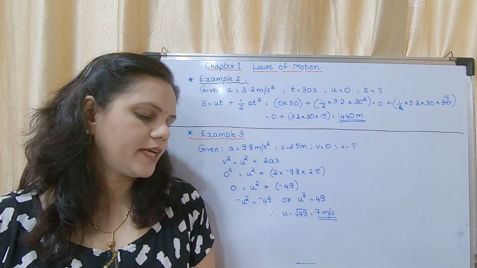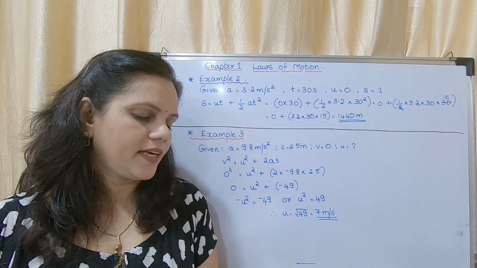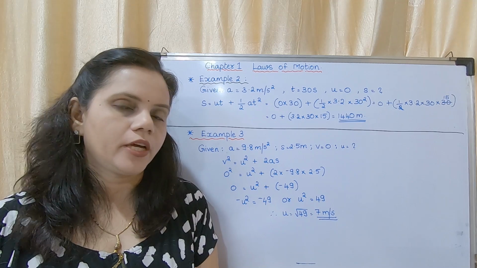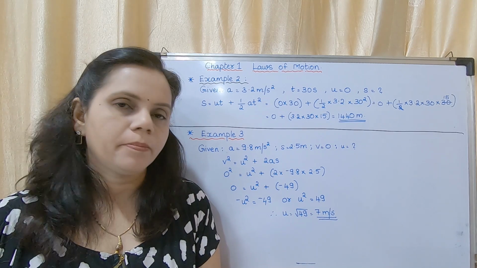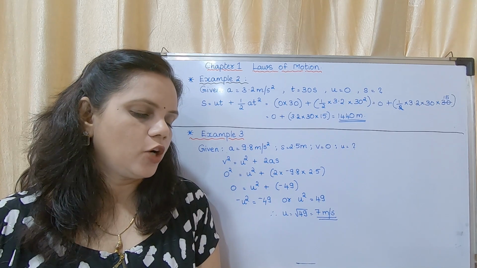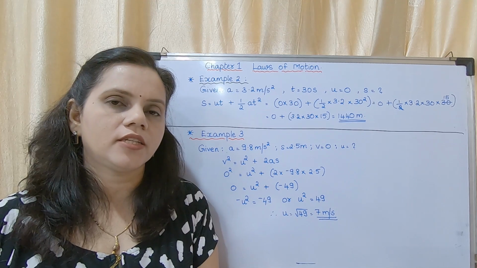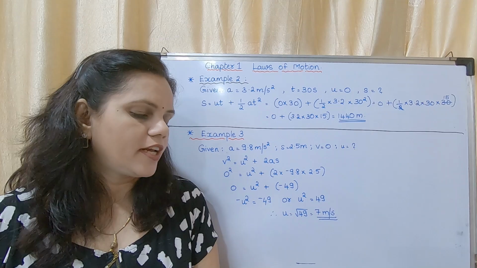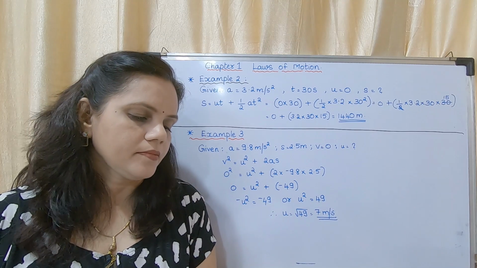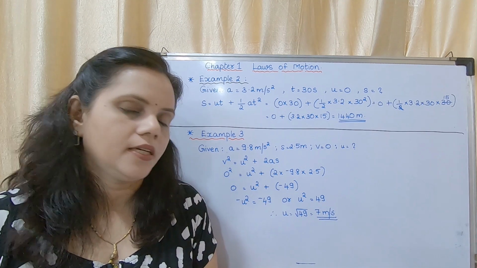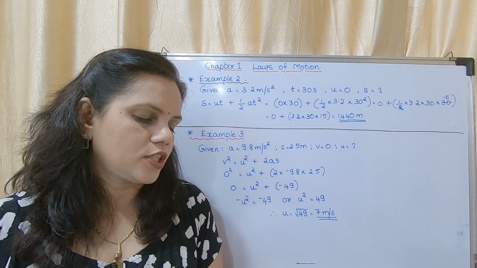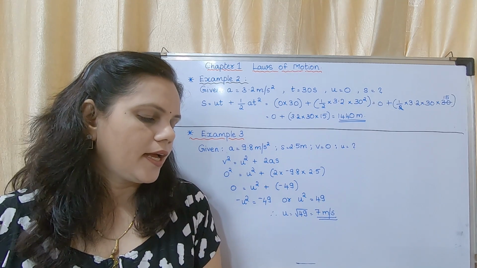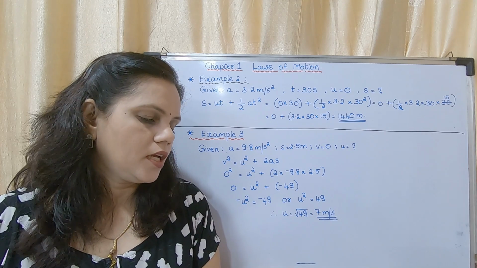Example 2. An aeroplane taxis on the runway for 30 seconds with an acceleration of 3.2 meter per second square before taking off. How much distance would it have covered on the runway? Okay, you have to find out the distance covered. What has been given? Acceleration has been given, that is 3.2 meter per second square. Time has been given, it is 30 seconds. And initial velocity is 0.